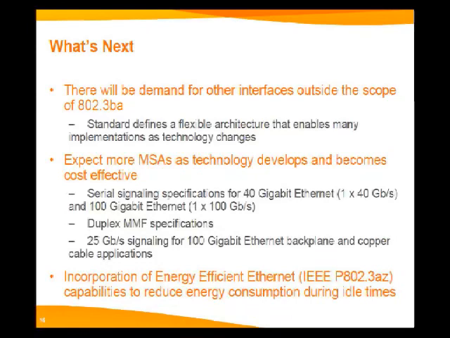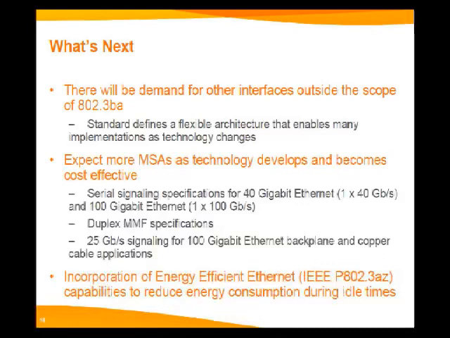So we expect a lot more MSAs to happen as technology develops and becomes more cost-effective. Yeah, we'd love to do a serial 100 gig right now, but no one could afford it, so it doesn't make sense. So I think we're going to see serial specifications for 40 and 100 gig. I think we'll see a duplex multi-mode fiber specification for short reach interfaces, and then also I think we'll see higher speed signaling for backplane applications.